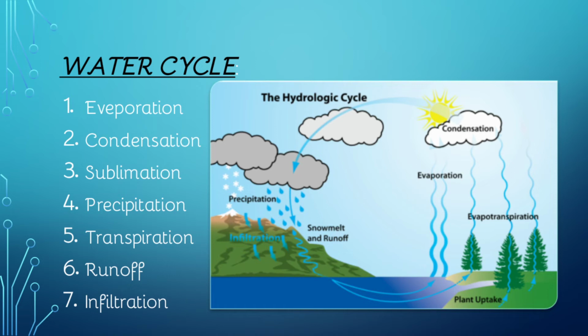Water bodies like oceans, seas, lakes, and rivers are the main source of evaporation. Through evaporation, water moves from the hydrosphere to the atmosphere. As water evaporates, it reduces the temperature of the bodies.